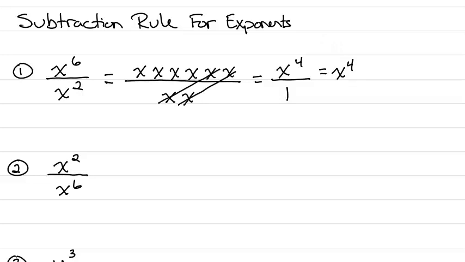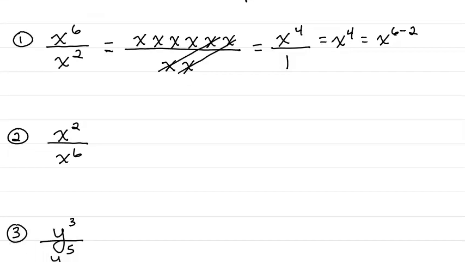However, if you notice, if we're going to cancel 2 away, we could just have done this much faster by subtracting. Because that equals x to the 6 minus 2. And that's the subtraction rule. If you divide like bases, you just subtract their exponents. The problem with this is it causes an interesting result in some cases that we have to deal with.